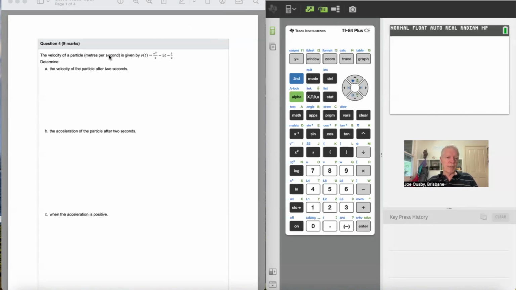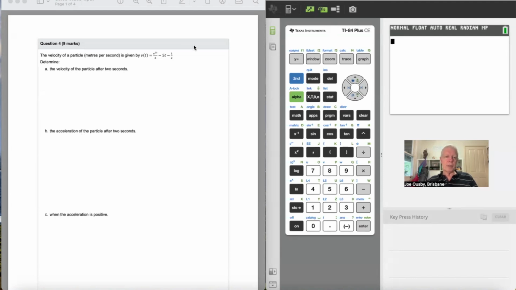So the velocity of a particle in meters per second is given by v of t is equal to e to the 2t on 2 minus 5t minus a half. And then it asks a few questions: determine the velocity of the particle after 2 seconds, the acceleration of the particle after 2 seconds, and when the acceleration is positive.